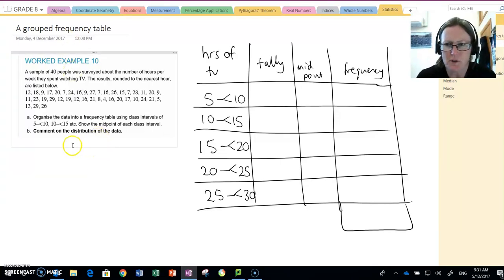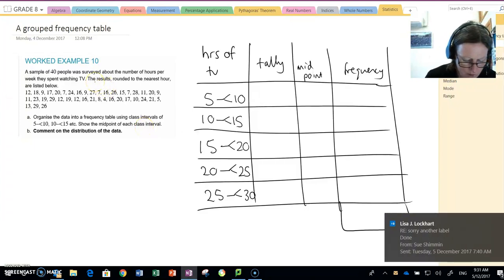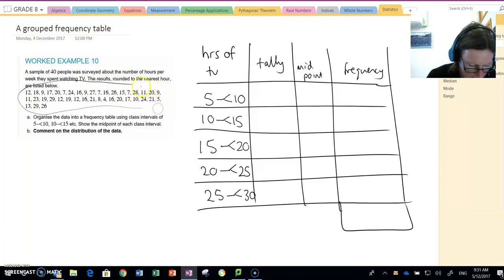Okay, sometimes there is just way too much data to treat as a single entry, and it's necessary to group the data into class intervals. So if we look here, we asked 40 people about the amount of TV they watched. There's the results. Looks like the least amount of TV someone watched may have been 5 hours. And the most amount, at a very quick look, is 29 hours.